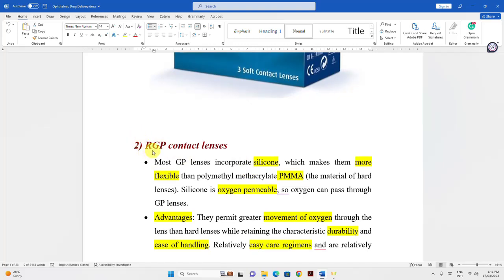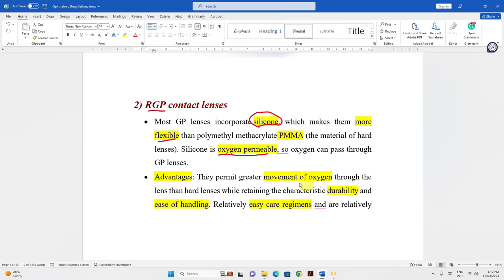Okay, the second type of lenses is rigid gas permeable lenses. They are similar to hard lenses, but they are more flexible by the incorporation of silicone, which not only makes them more flexible compared to polymethyl methacrylate for hard lenses, but also allows them to be oxygen permeable. Okay, this is something good. The advantages are that they allow oxygen to move through the lens, and this is better than the old hard lenses, while retaining durability. They are durable like the hard lenses. The hard lenses were used sometimes for 1 year, 2 years, so they are durable. And ease of handling.